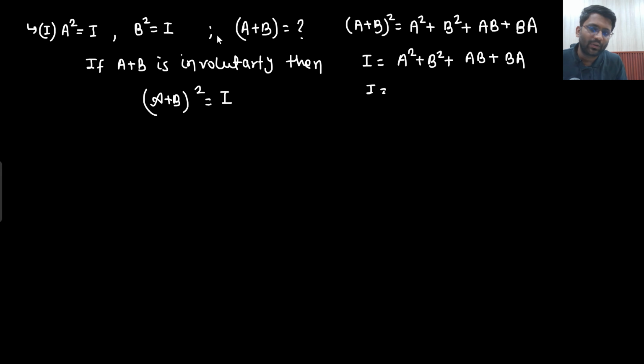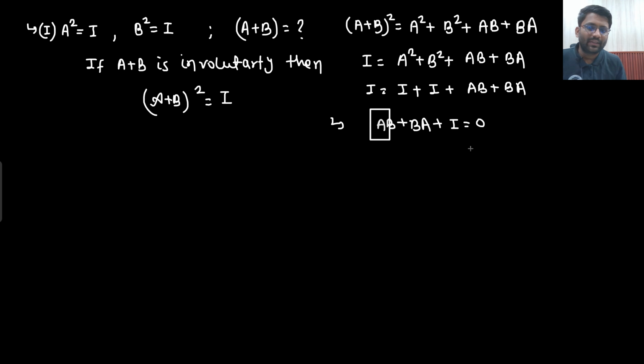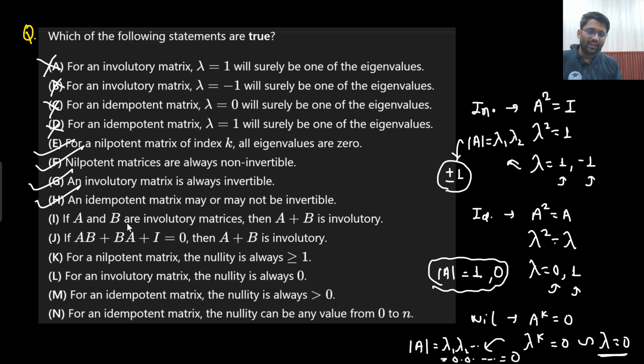Why is that so? What is the value of A square? A square is given as I. What is the value of B square? B square is also given as I. Then AB plus BA. Now from here what can you conclude? That AB plus BA plus I equals 0. So A plus B will be involutory if and only if AB plus BA plus I equals 0. If A and B are involutory, then A plus B is also involutory. That is wrong. But if AB plus BA plus I equals 0, then A plus B will be involutory. Say yes or no. Is that clear to you?